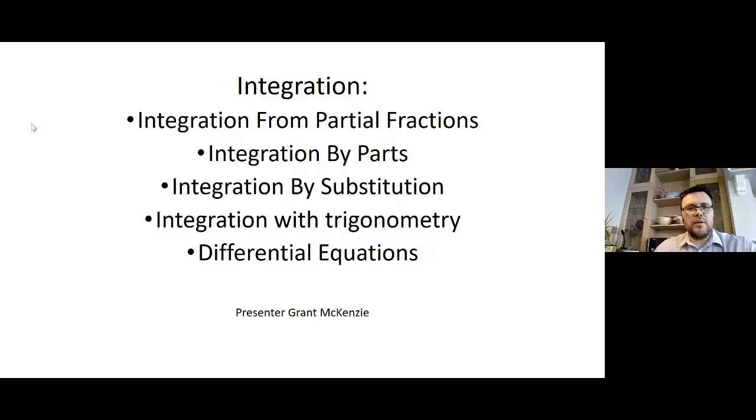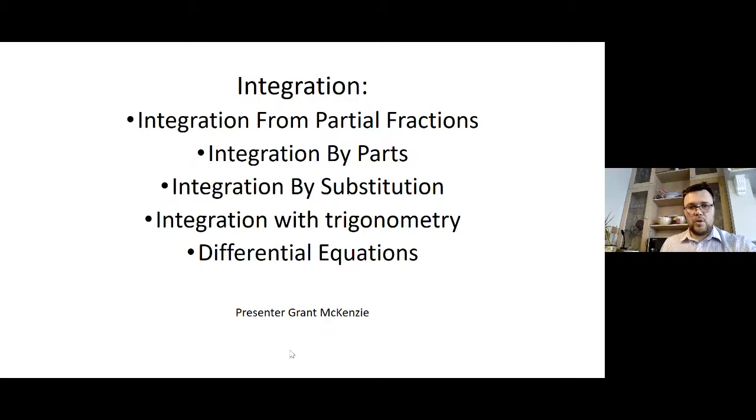We've tried to put as many different forms of integration in there, and it's leading on from last session on partial fractions. We've got integration by parts, substitution, and with a little bit of trigonometry, and finally with differential equations where you split it. So let's get started as there's a lot to do.